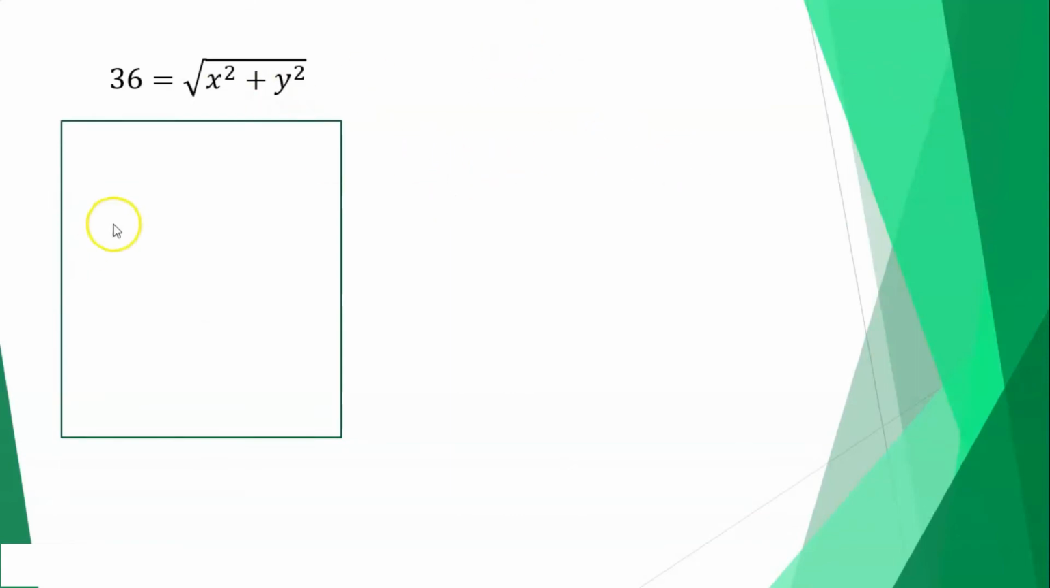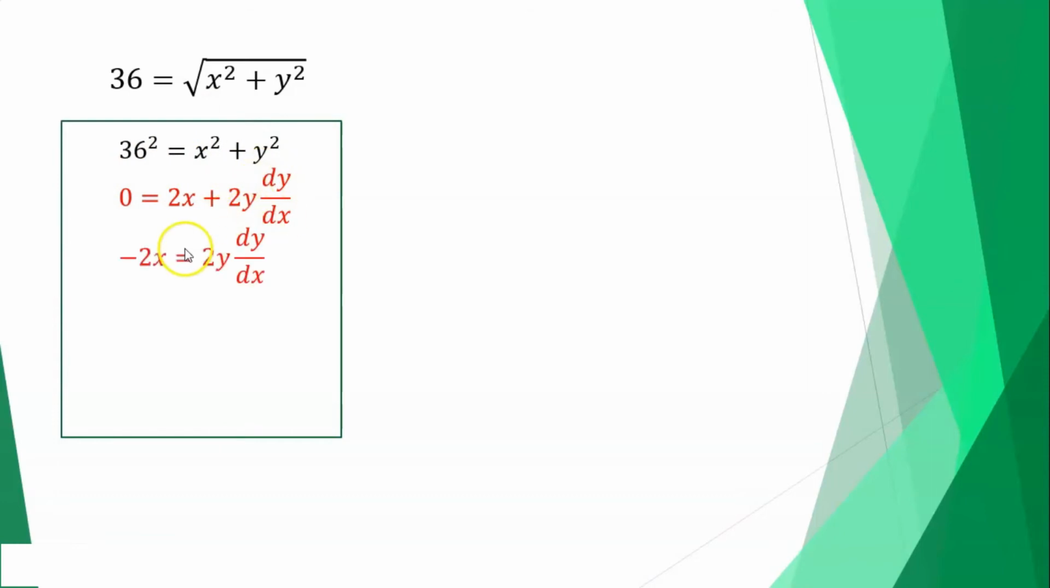Okay, so given this, we solved this in the previous slide. Again, square both sides. We'll end up with this. The derivative of 36 is 0. This is 2x and this is 2y dy/dx. So transfer negative 2x to the other side, then divide the entire equation by 2y. dy/dx is negative x over y.